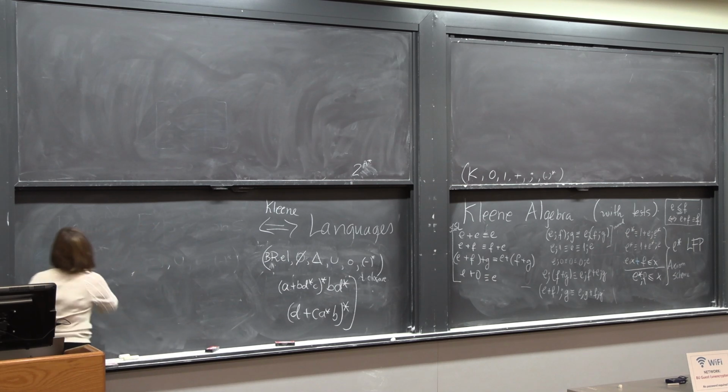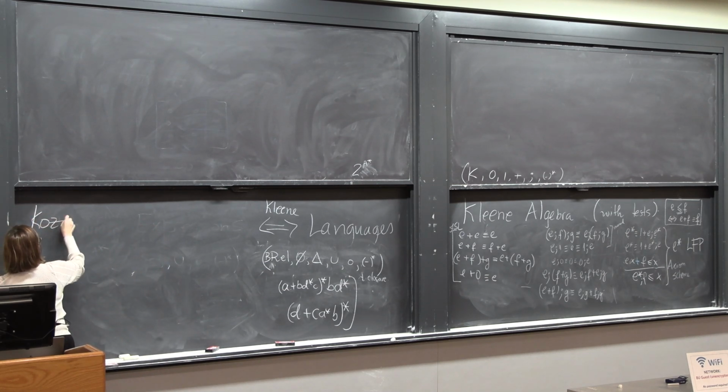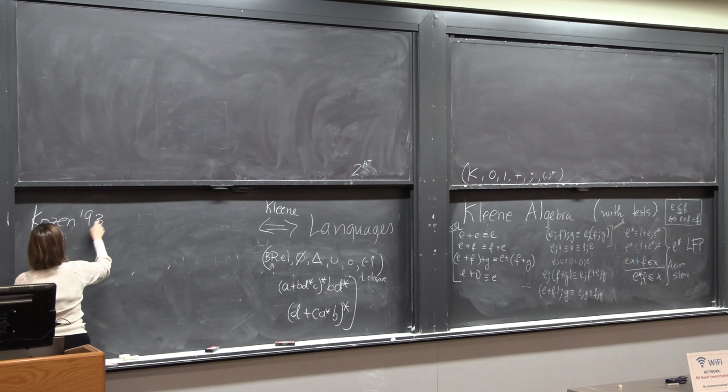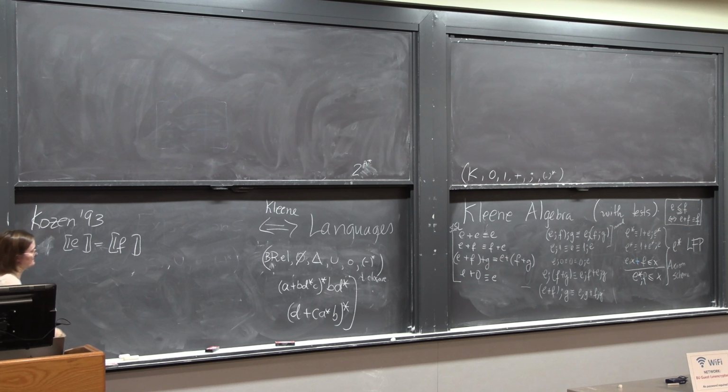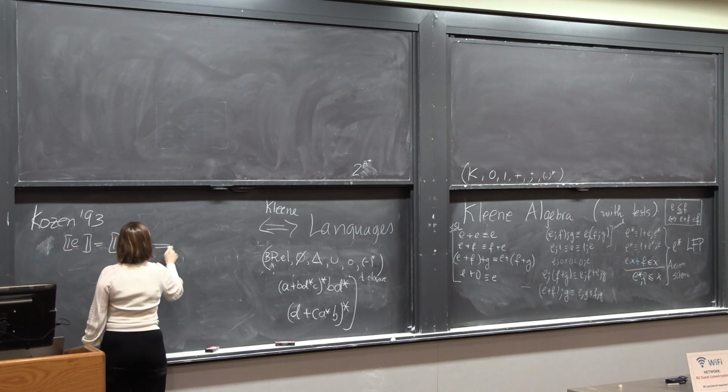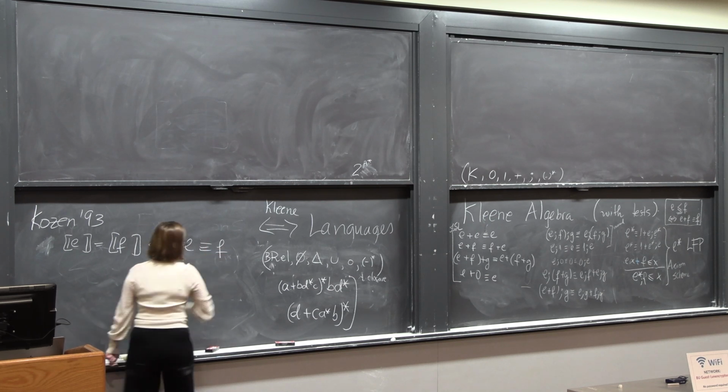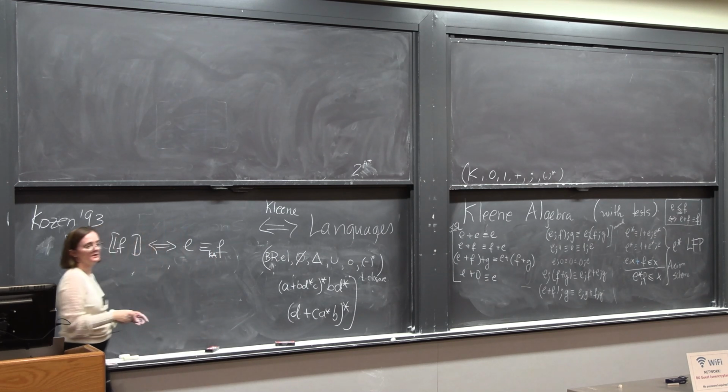This is a result due to Kozen in 93 that says, actually, if two expressions E and F have the same language, then I can prove that E is the same as F using the axioms of Kleene algebra.